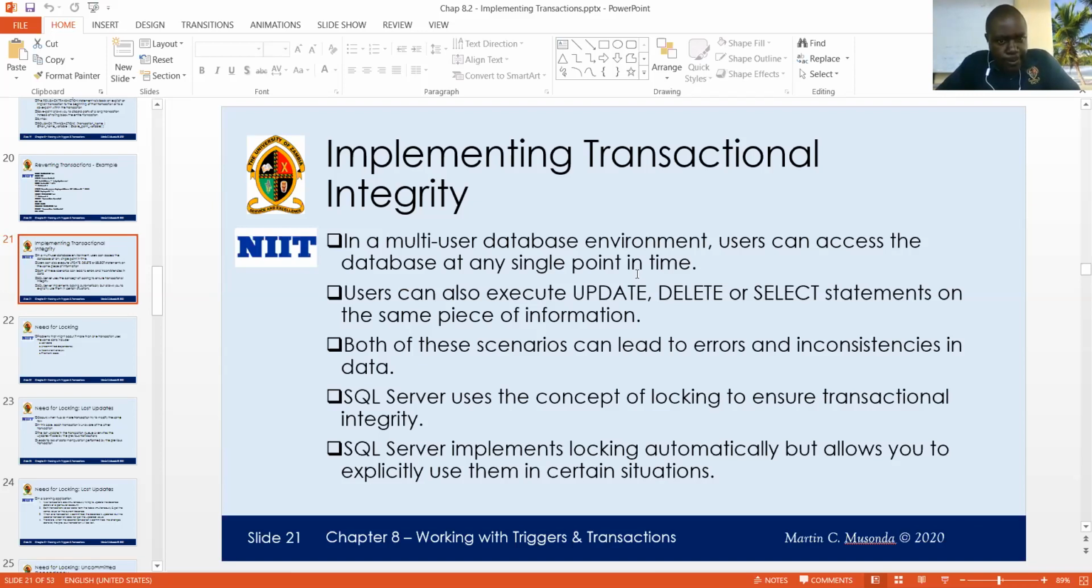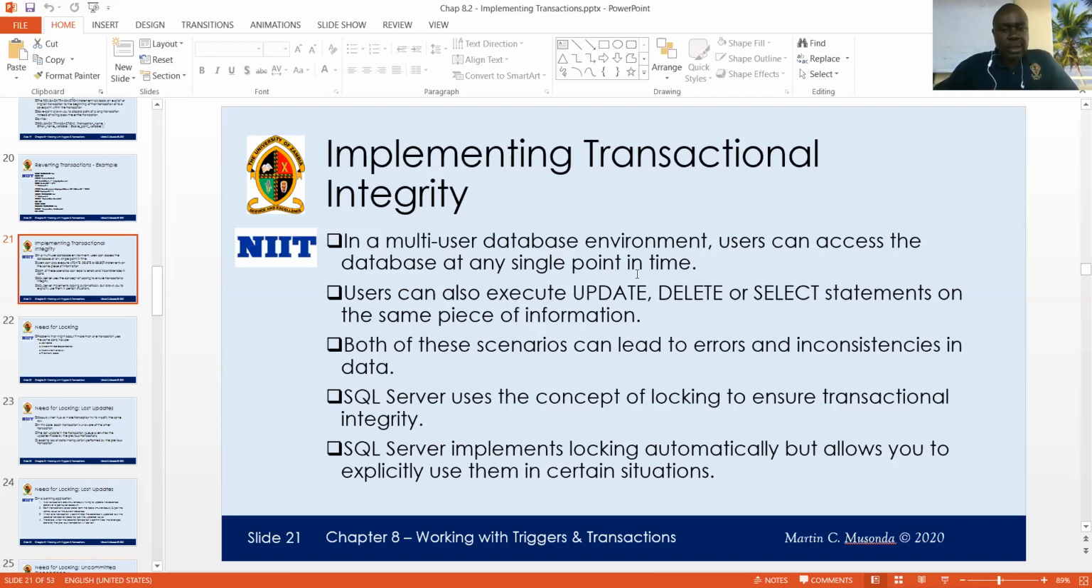Okay. Both of these scenarios can lead to errors and inconsistencies in the data stored in the database. SQL Server uses the concept of locking to ensure transactional integrity.